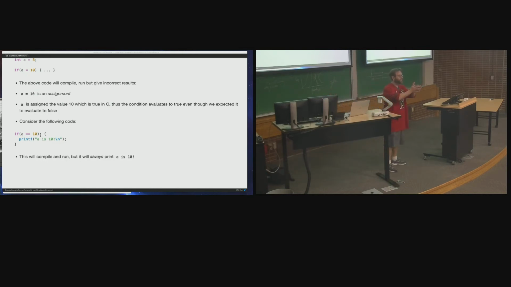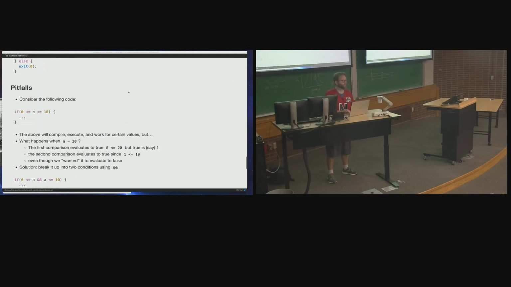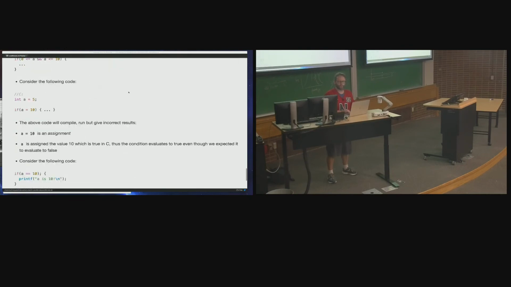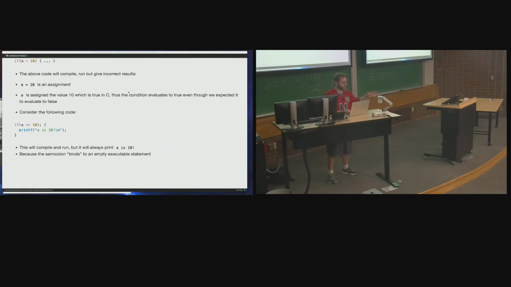Instead, you left it blank, and then you put a semicolon, which means this is an executable statement because I've got a semicolon at the end. But what does it do? It doesn't do anything, right? So it'll compile and run and always print A because the semicolon binds to an empty executable statement. So be careful. In none of the previous examples did we do that. They're all conditional statements. Only executable statements should have semicolons at the end of it.